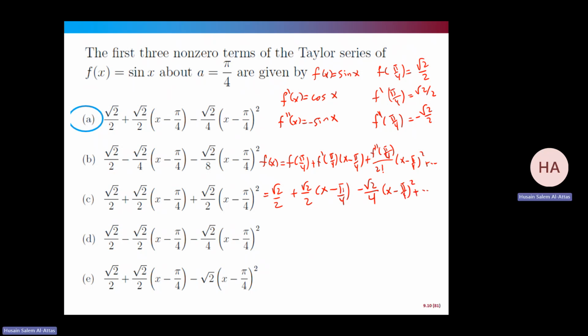Plus the rest. I need the first three non-zero terms. Actually, I need P3 only. So P3 of x or P2 of x? P2. I need up to P2 of x. It will be this, which is this one.